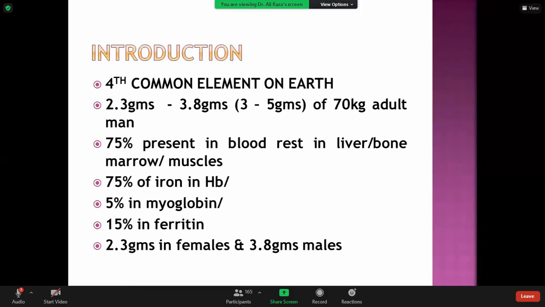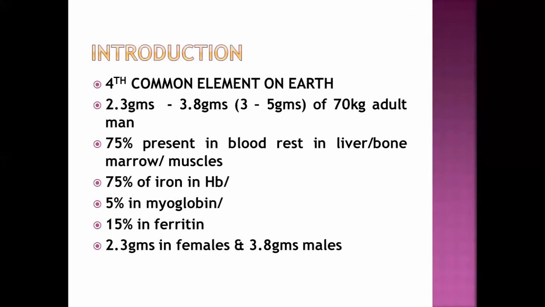Of all this 100% iron, 75% is present in the hemoglobin. 5% of the iron is located in the myoglobin, and 15% is present in the ferritin, from the functional point of view. Upper is the distribution: blood, liver, bone marrow, and muscles. But this is from the functional point of view: 75% of iron in hemoglobin, 5% in myoglobin, and 15% in the ferritin form.